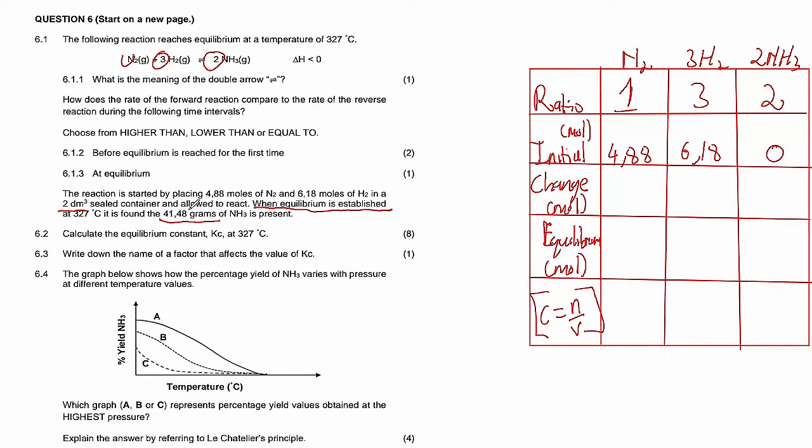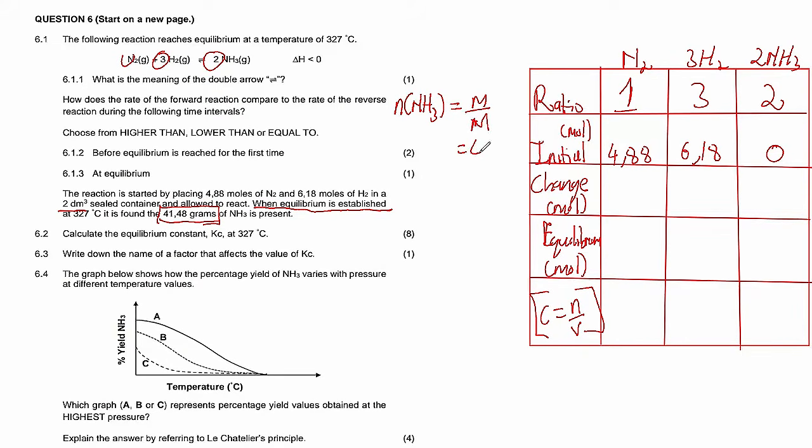Now we cannot take the 41.48 grams and put it here because remember we are looking for the number of moles at equilibrium, but here we are only given the mass, right? So what are we supposed to do? That's when we use our stoichiometry and say, okay, let's calculate the number of moles of the NH3, which will be the number of moles at equilibrium, by saying this is mass over the molar mass.